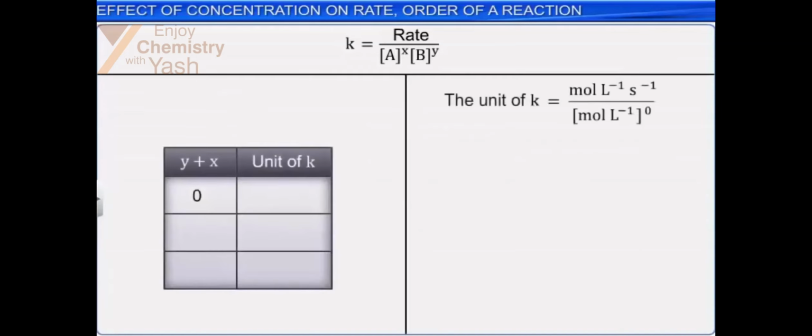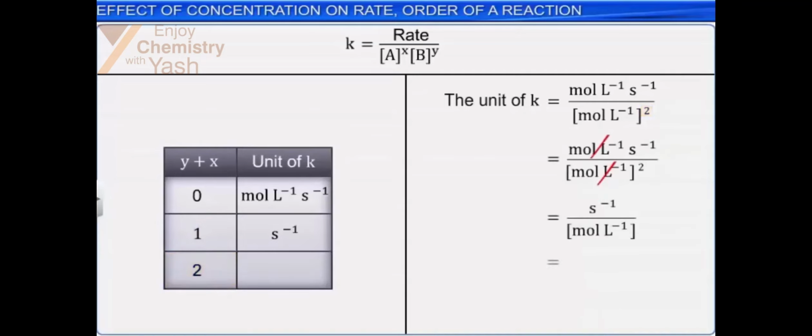If Y plus X is 0, then we get the unit of K in the SI system as mole per liter per second. If the overall order of the reaction is 1, then we get the unit of K as per second. If the overall order of the reaction is 2, then we get the unit of K as liter per mole per second.